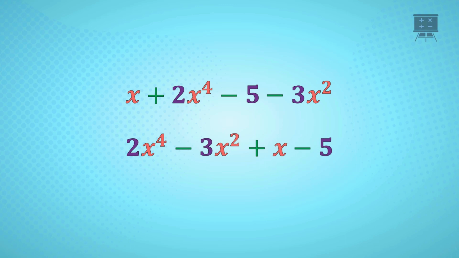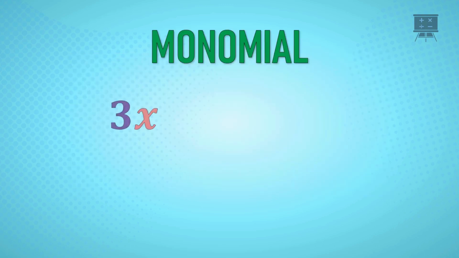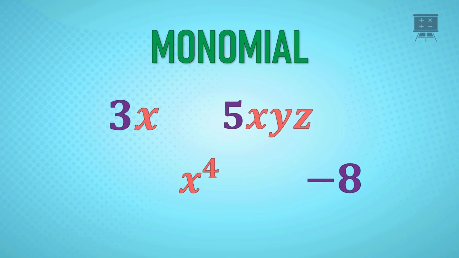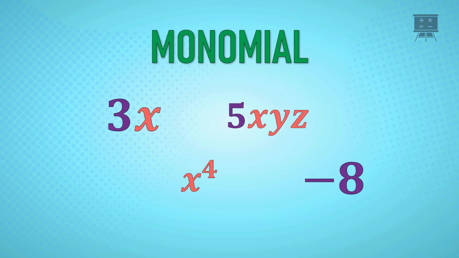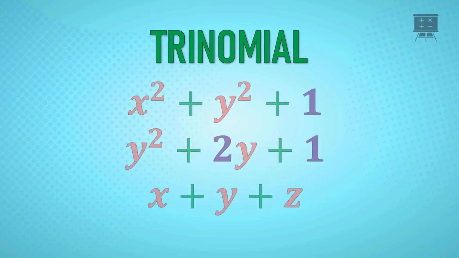There are polynomials that fall into certain families with special names. These names use the prefixes mono, that means 1, bi, that means 2, and tri, that means 3. A term on its own is a polynomial that is called a monomial. A monomial can have multiple variables and it can be of a higher degree. A polynomial that contains two terms with unlike combination of variables and exponents is a binomial. These are examples of binomials. A polynomial with three unlike terms is called a trinomial.